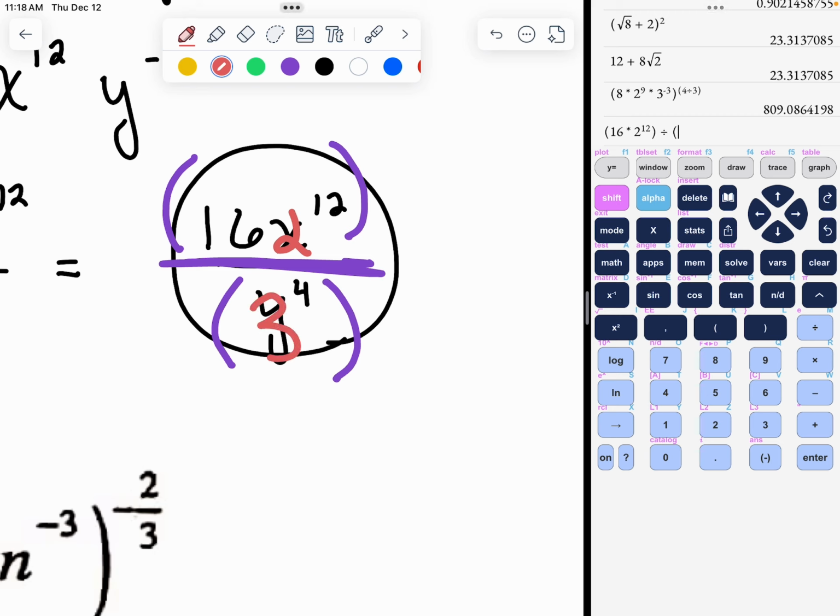For Y, I picked a 3. I have to stay consistent. I mean, you can use any number you want. I just use very small numbers that are not negative, 0, or 1. When I hit enter, again, I have the same decimal. You can see over there in the calculator, I have 809.08. So that would prove that that would be the correct answer. And any other multiple choice option should give you the wrong decimal.